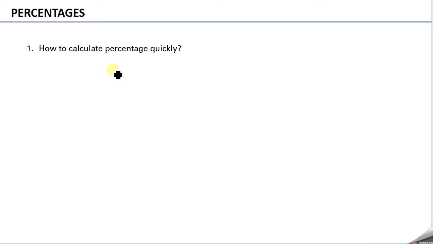So for example, say I have 5,000 as a number. If someone asks you to just calculate 10% of the number 5,000, how do we do that? You don't have to go for 10 by 100 into 5,000 and calculate every time. What you can do is, 10% is shifting the decimal one place, so 10% of 5,000 is 500.